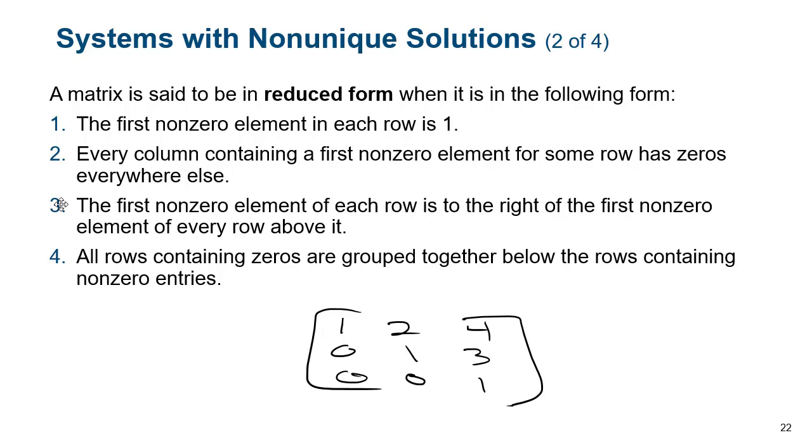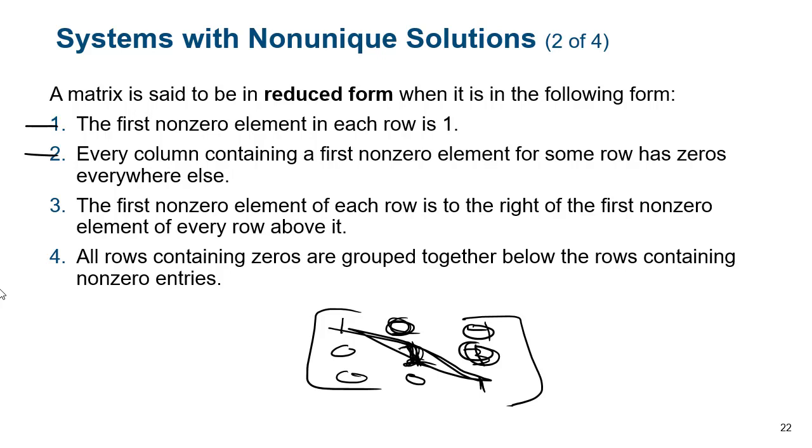You could then take it forward and turn it into the identity matrix if you had to, with some more operations, right? If this was a 2 or anything other than a 1, even if this was a 1 or a 0, it's still not reduced. Each column containing a first non-zero element for some row has zeros everywhere else. So if this is a 1, this has to be a 0. And if this is a 1, these both have to be zeros.